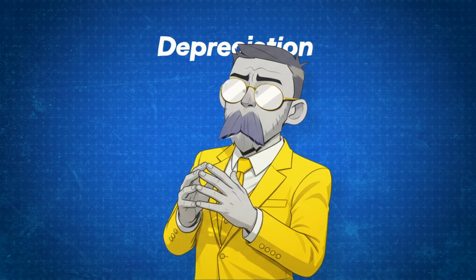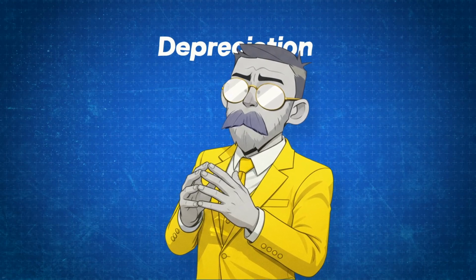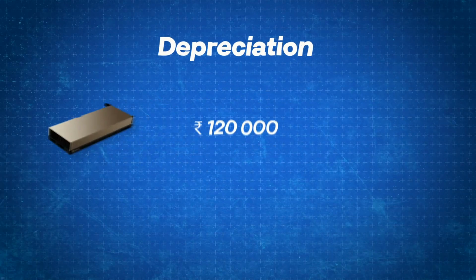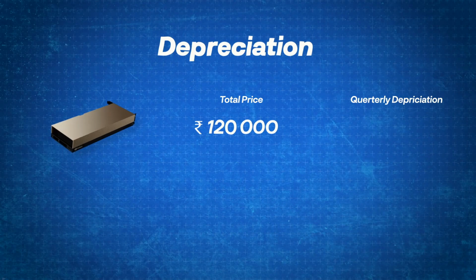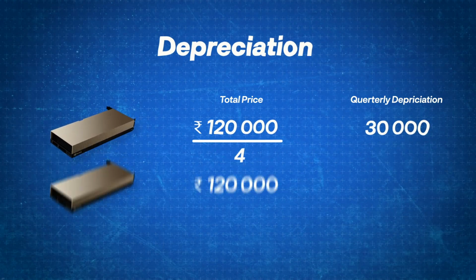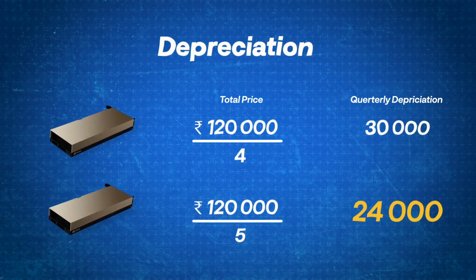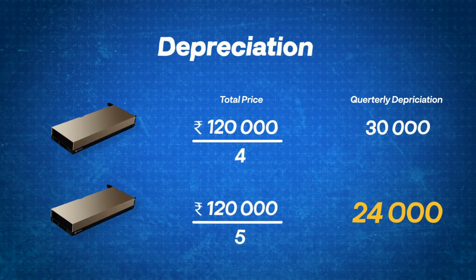Important. Many businesses don't show enough depreciation to make the profit number higher. For example, an AI company can use a 120,000 rupee graphics card for 1 year, so their depreciation each quarter would be 120,000 divided by 4 equals 30,000. But if they show they can use it for 5 quarters, 120,000 divided by 5 equals 24,000. This is risky, or sometimes illegal.